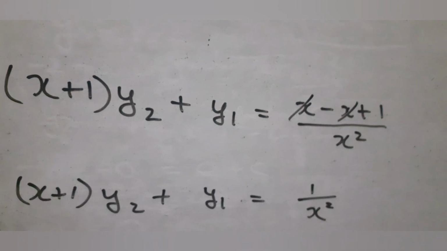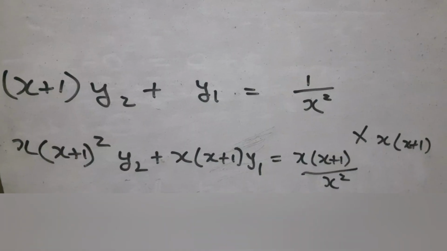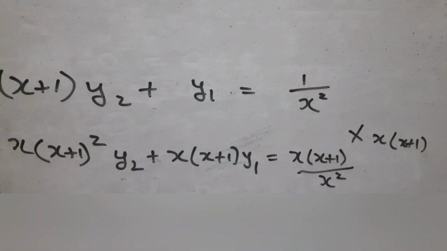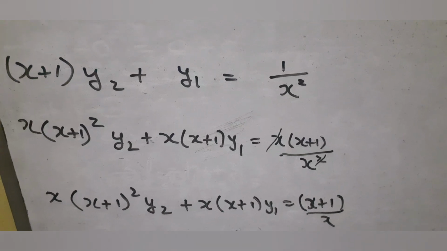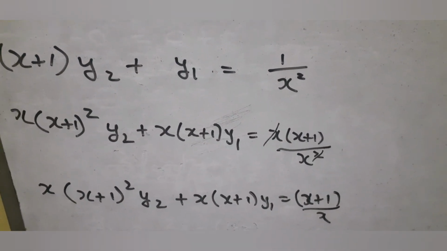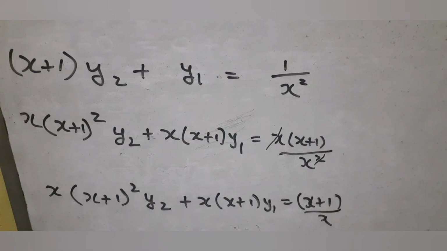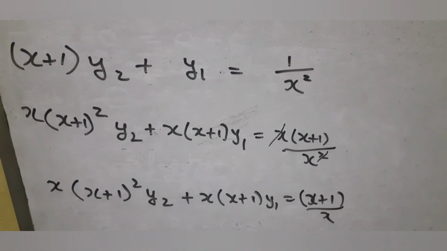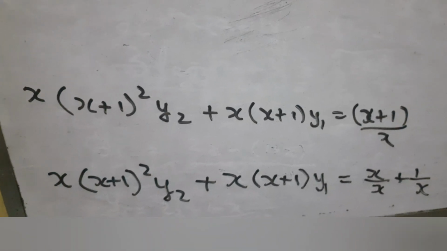The LHS of the required expression contains x into x plus 1 the whole square y2. We multiply both sides with x into x plus 1. Split the RHS as x by x plus 1 by x or 1 plus 1 by x.